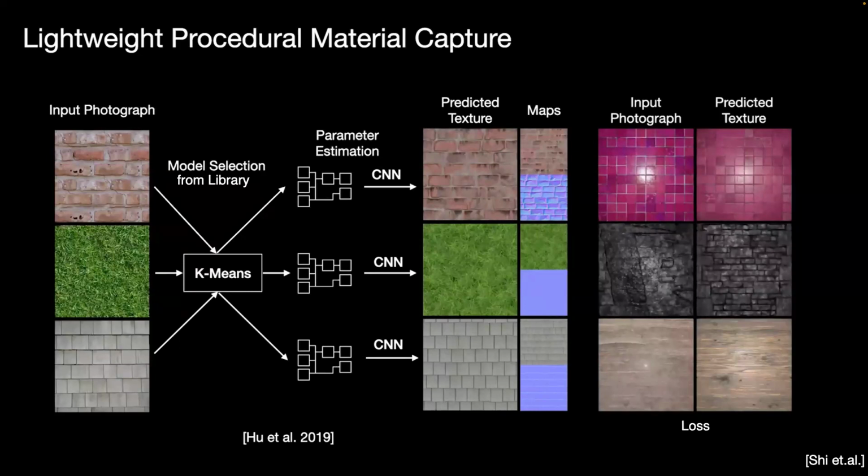And then you use a CNN to train the parameters of this graph to predict some texture. But then it's the parameters of the commands of this program, right? And then it generates the maps and uses a loss function that's going to compare some input photograph with the predicted texture. Just to make it clear, this model that was selected is compatible with this input photograph, and this is the predicted texture. And this is compatible with this other one, and so on, right?